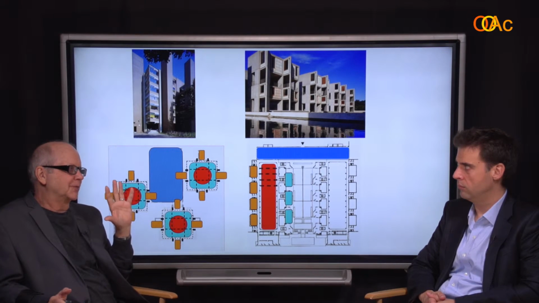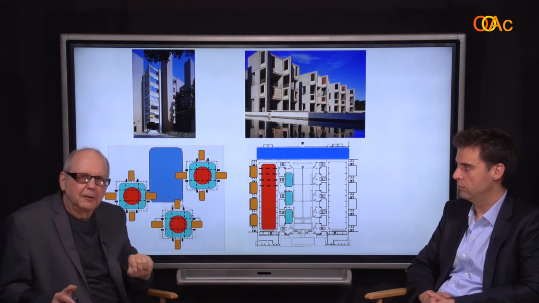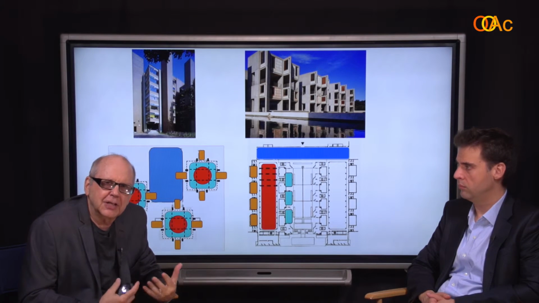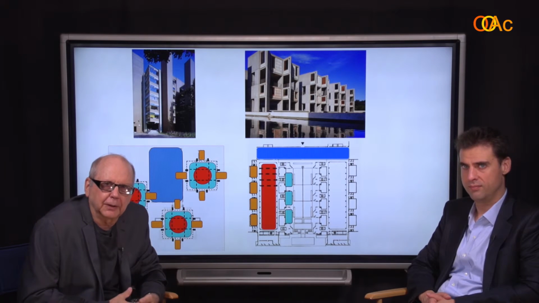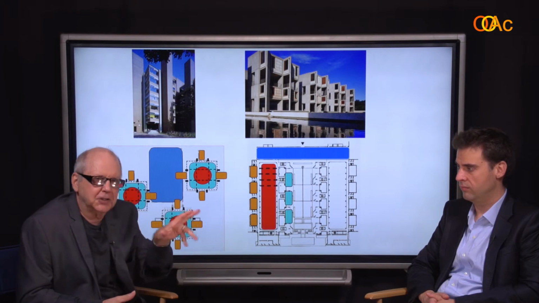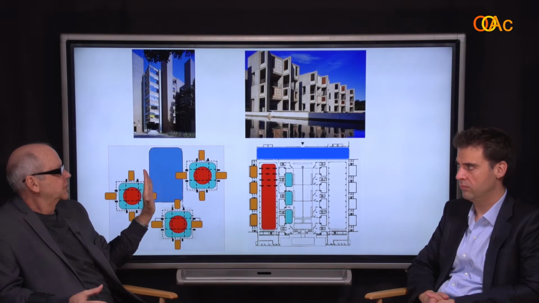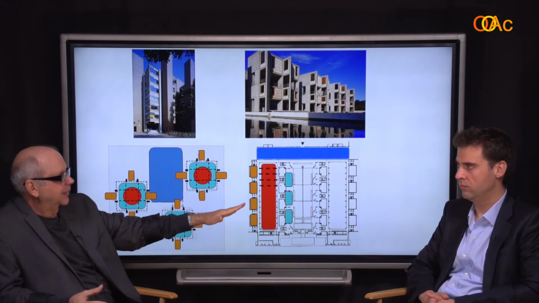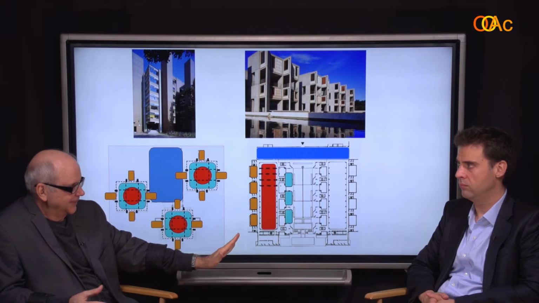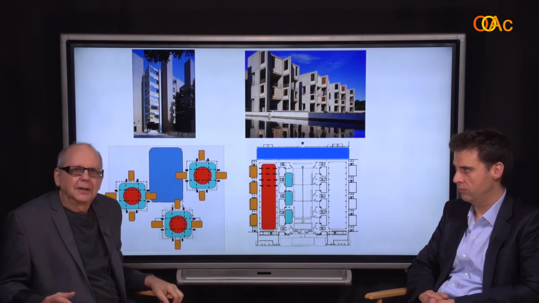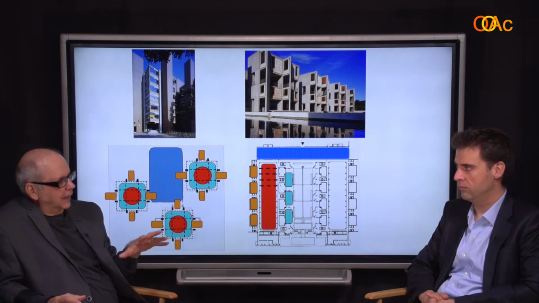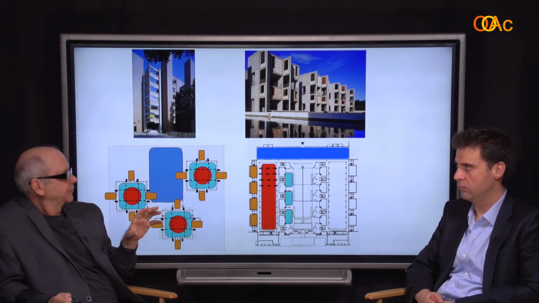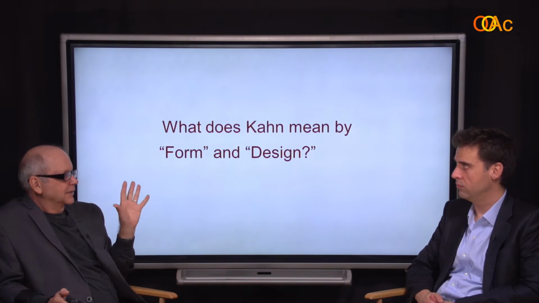So we've got the same, okay, let's back up. Kahn uses the terms form and design. Form is the underlying conceptual organization of the building. Design is the way it's actually laid out. So these buildings share the same form, but they have totally different designs. So here the pattern is not in repeated shapes, but in this particular kind of underlying organization. So something to think about, what does Kahn mean by form and design?